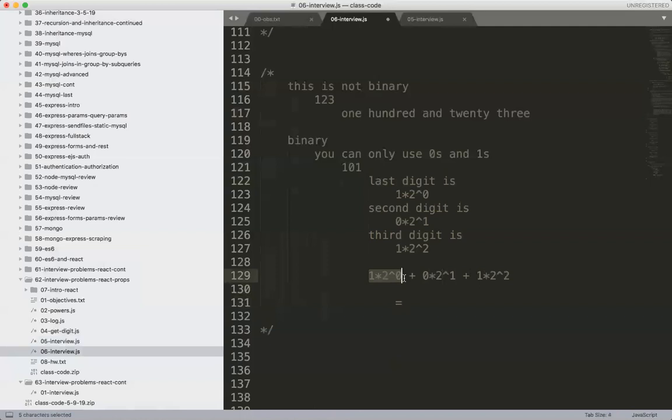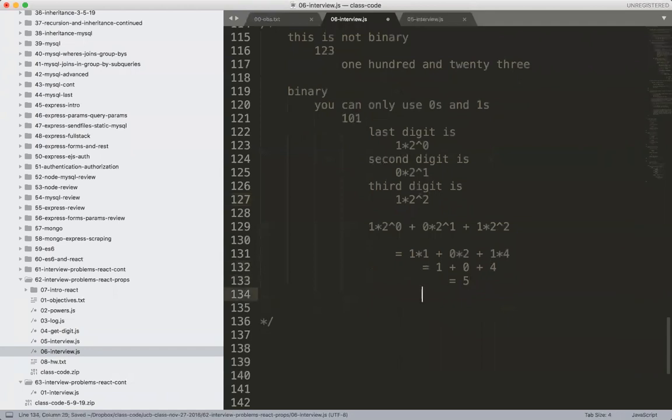Right? What's 2 to the power of 0? 1. Good. 1 times 1 plus 0 times, what's 2 to the power of 1? 2. What's 2 to the power of 2? 4. Right? 1 times 1, 0 times 2, 1 times 4, 1 plus 4. So if you see a 1 here, you do 1 times 2 to the power of 0. If you see a 0 here, you do 0 times 2 to the power of 1. If you see a 1 here, you do 1 times 2 to the power of 2, right here.